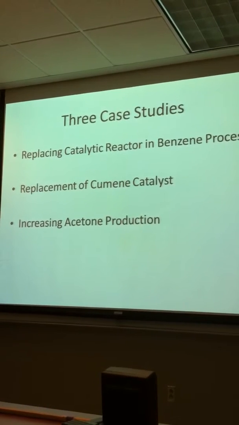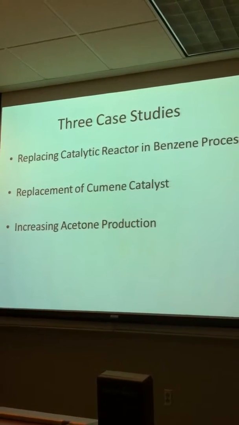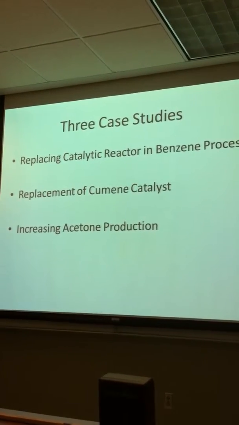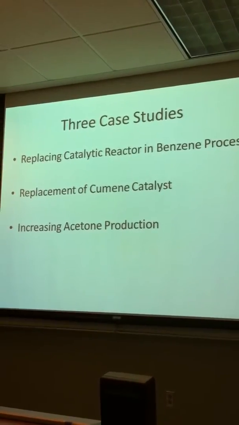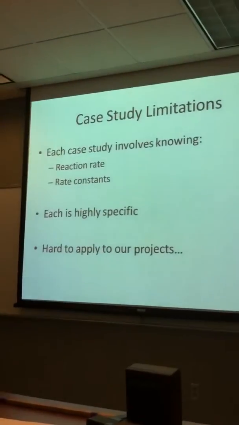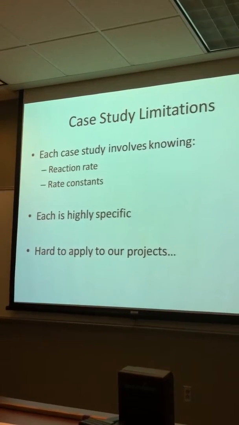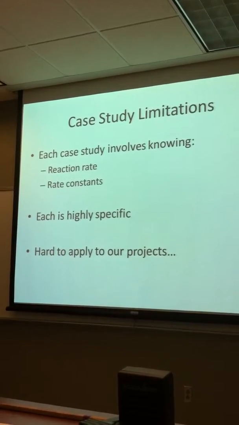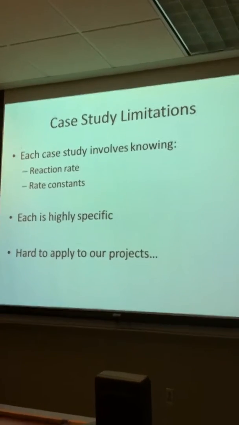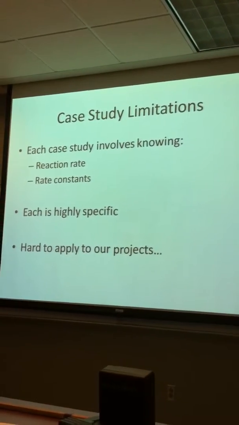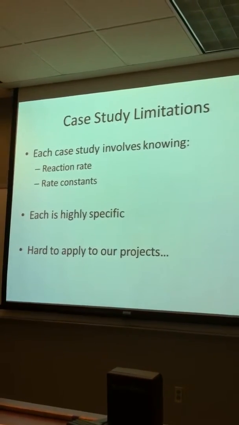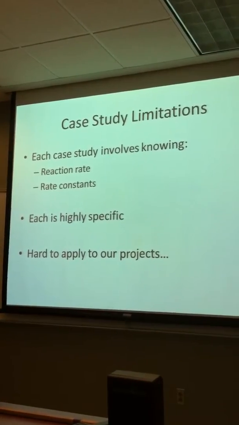One's on replacing a catalytic reactor in a benzene process. One's on different replacement of catalyst, upping acetone production. Looking through them, I really didn't see the scale into our project so much, because every single one of these examples says, here is the specified reaction rate and here are your rate constants. And I mean, maybe other people have found this stuff, but for our project specifically, we have no way of finding those pieces of data.